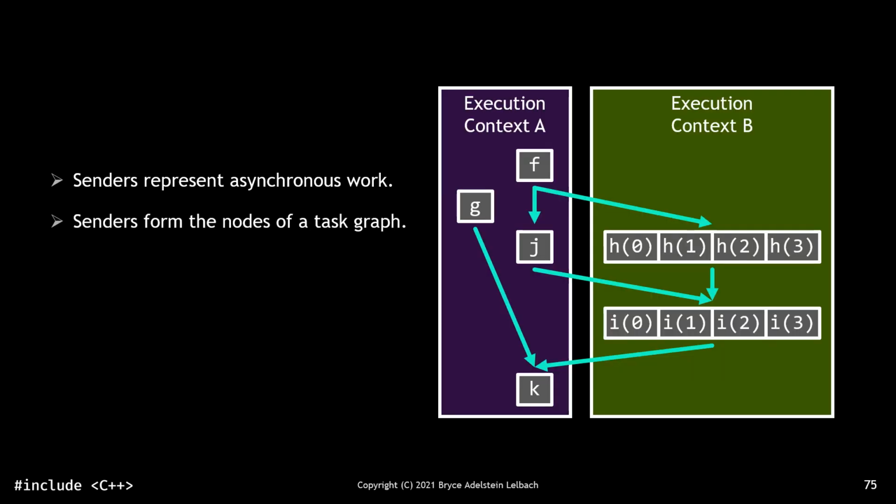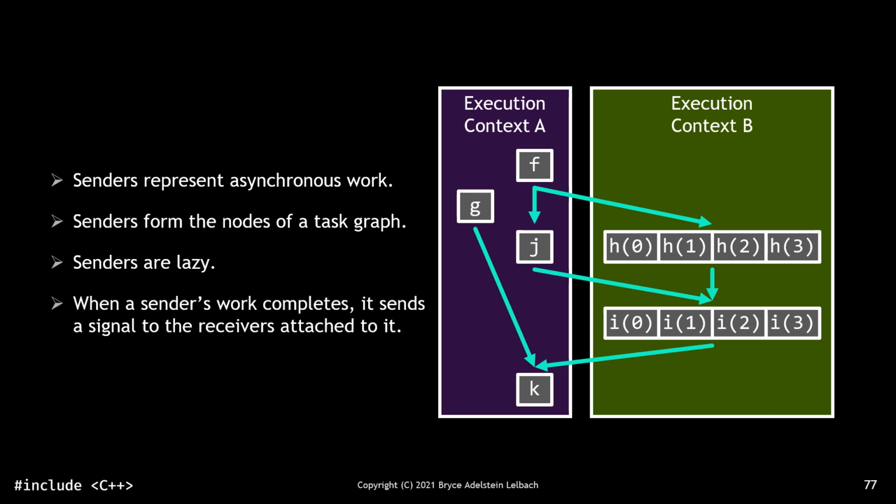As I said before, senders represent asynchronous work. They form the nodes of an asynchronous task graph, which may span multiple schedulers and multiple execution contexts. Senders are lazy. You must explicitly start them. When a sender's work completes, it sends a signal to the receiver attached to it. Receivers are handlers that get notified with a signal by a sender.